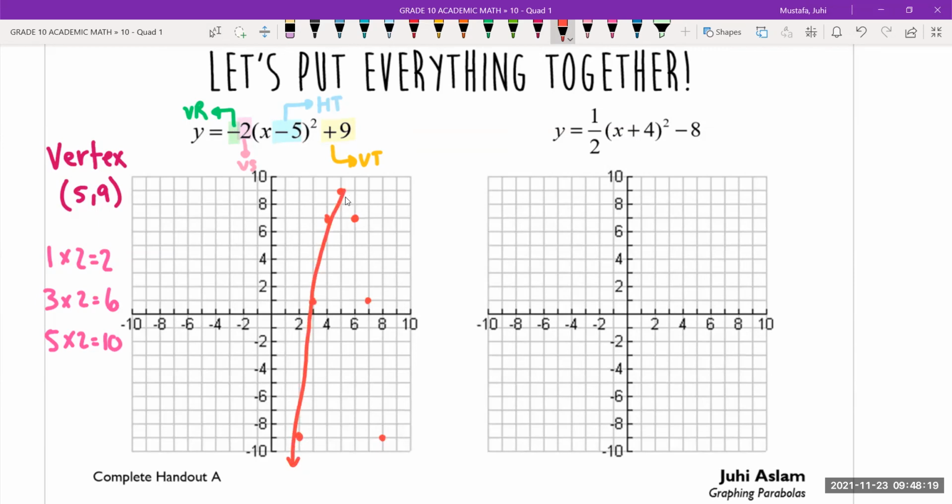So double check your graph. See if it kind of looks like what I've drawn here, probably a lot neater though. I can't do it. Okay, that's better. Kind of, it's not even that nice. Y is equal to negative 2, x minus 5, all of it squared, plus 9.